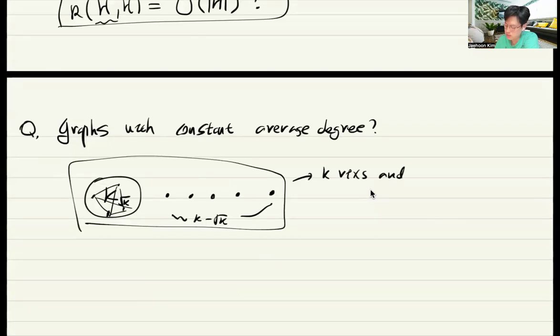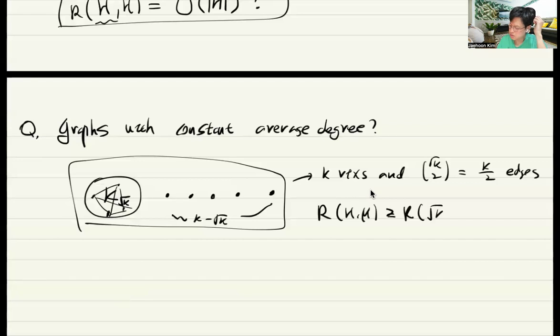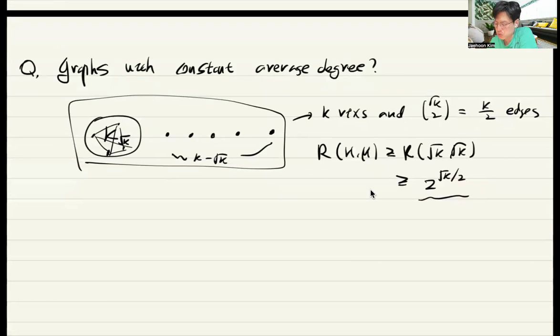And what? Square root of k choose 2, which is essentially k over 2 edges. So it has constant average degree. However, in order to find the monochromatic copy of this, you need to find the monochromatic copy of this. So R(H, H) is at least as large as the Ramsey number of square root of k and square root of k, and that's at least 2 to the square root of k over 2. So again, this is somewhat exponential. So this condition alone is not enough.